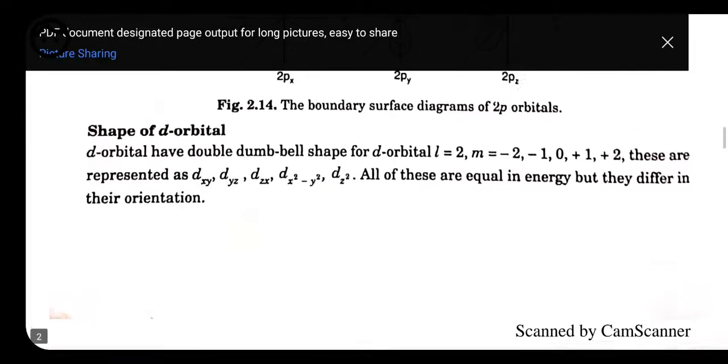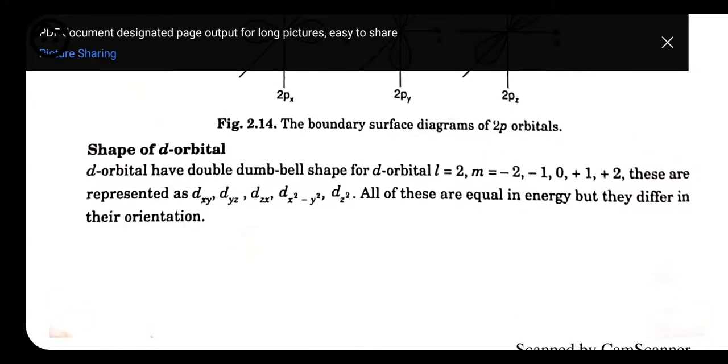Now come to the d orbital. Here for d orbital we have the value of L is 2. L is equal to 2, and M is what? M is equal to -2, -1, 0, +1 and +2. All total here we have 5 orbitals.